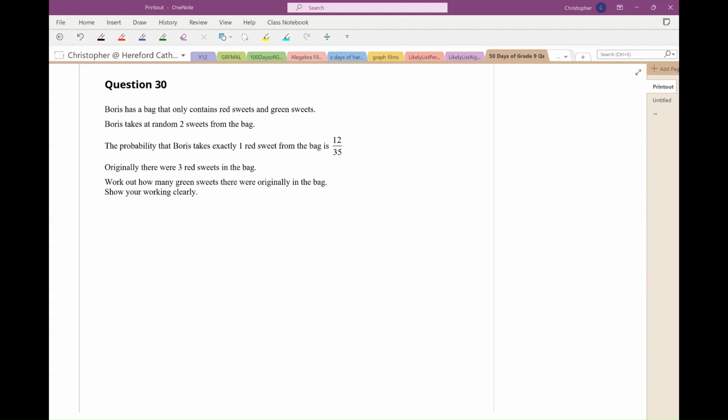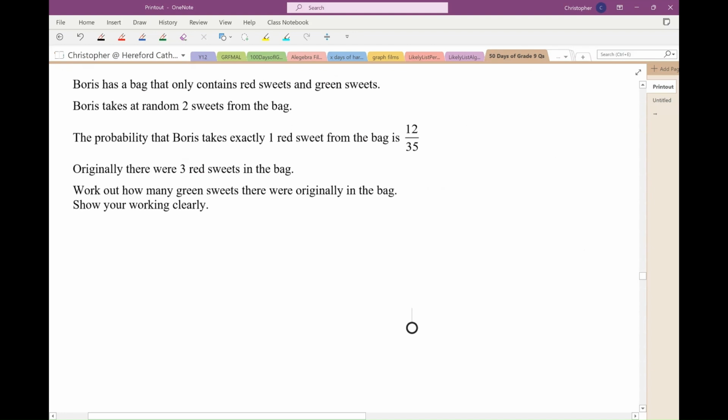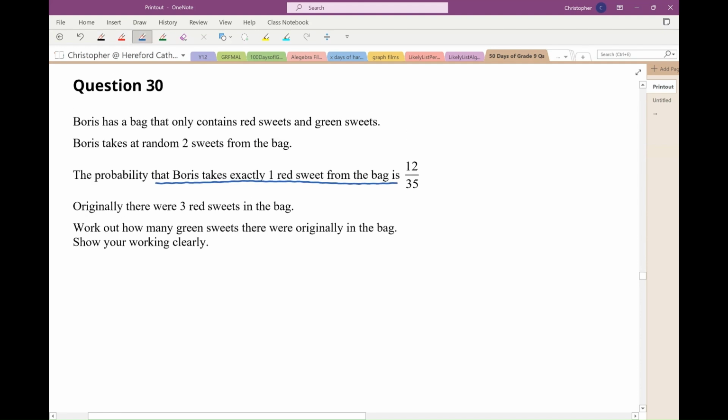Question 30. Right, looks like probability. Boris has a bag that contains only red and green sweets. He takes 2 sweets from the bag. The probability that he takes exactly 1 red sweet is 12/35. Originally there were 3 red sweets in the bag. Work out how many green sweets there were originally in the bag. Well, let's say that there are 3 red, and let's say there are G green.